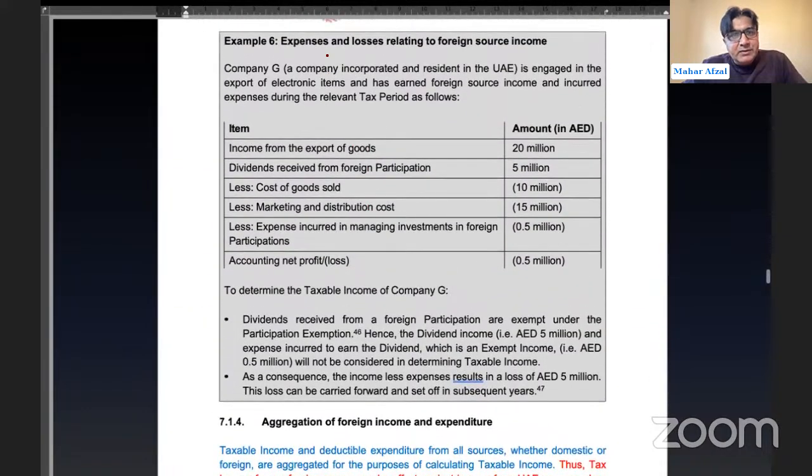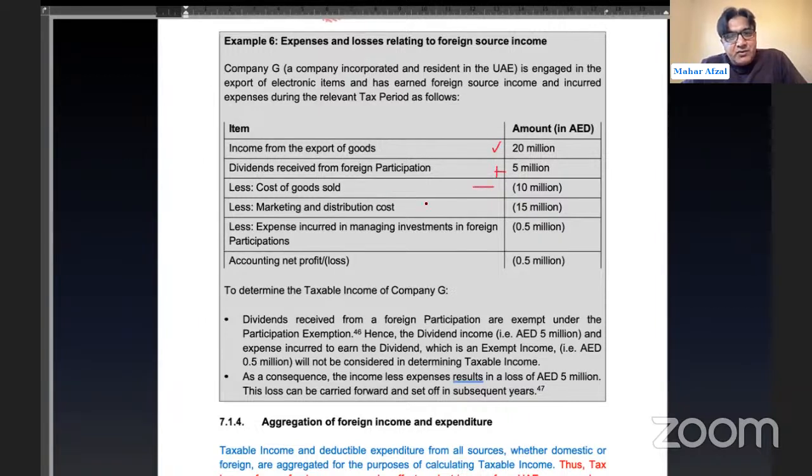Okay, let's go through this. Company G, incorporated and engaged in the export of electronic items, has foreign source income and incurred expenses during the relevant tax period as follows. Export of goods, dividend received from participation. It will not be subject to tax. This one will be subject to tax because this is the foreign source income.